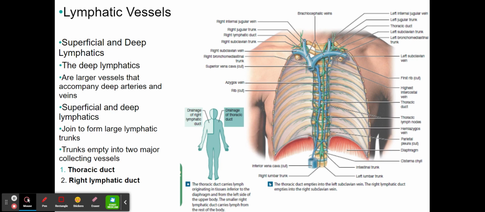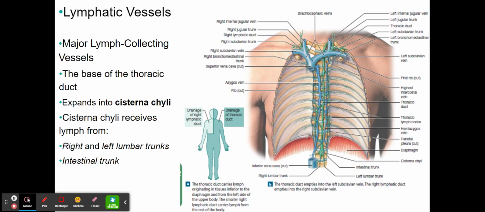Superficial and deep lymphatics converge to form even larger vessels called lymphatic trunks. The trunks, in turn, empty into two large collecting vessels, the thoracic duct and the right lymphatic duct. The thoracic duct collects lymph from the body inferior to the diaphragm and from the left side of the body superior to the diaphragm. The smaller right lymphatic duct collects lymph from the right side of the body superior to the diaphragm.